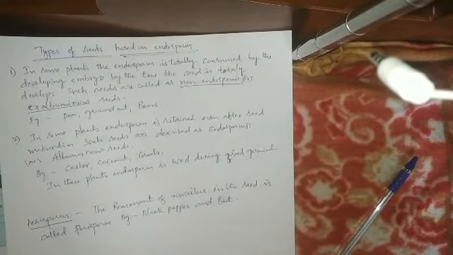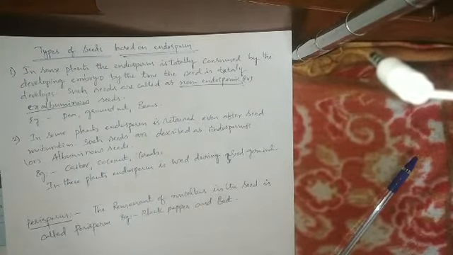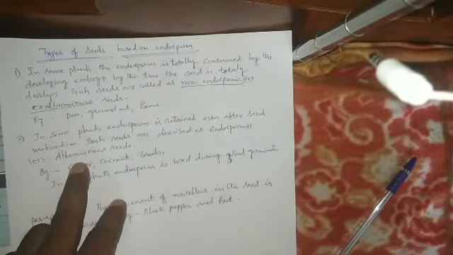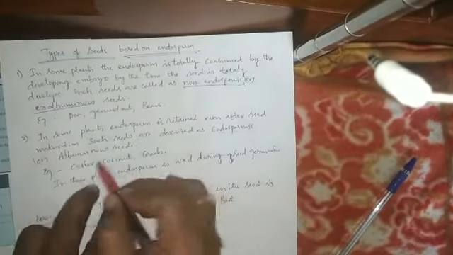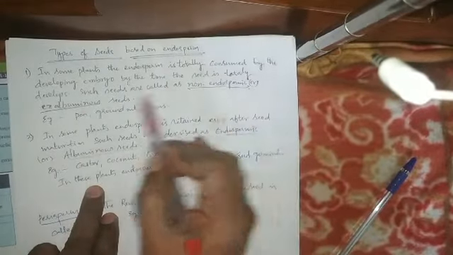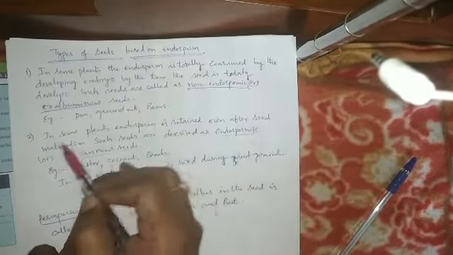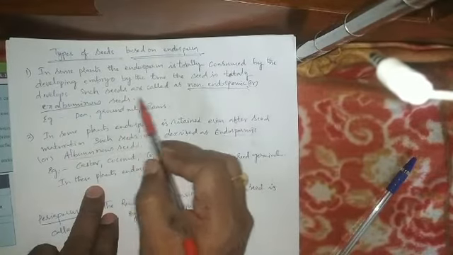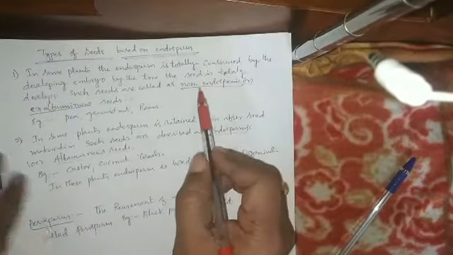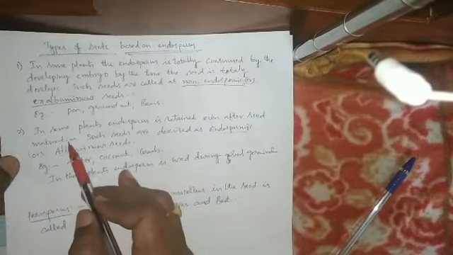So based on the endosperm present in the seeds, the seeds are of two types: endospermic seeds, or albuminous seeds, is the first one. The second one is non-endospermic seeds, or exalbuminous seeds. So first we see the endospermic seeds.